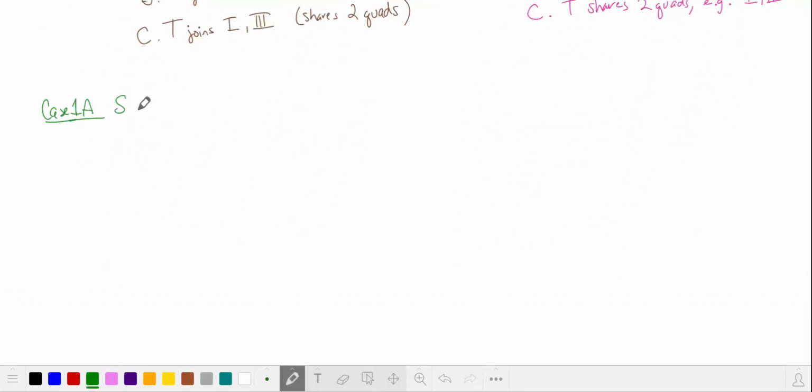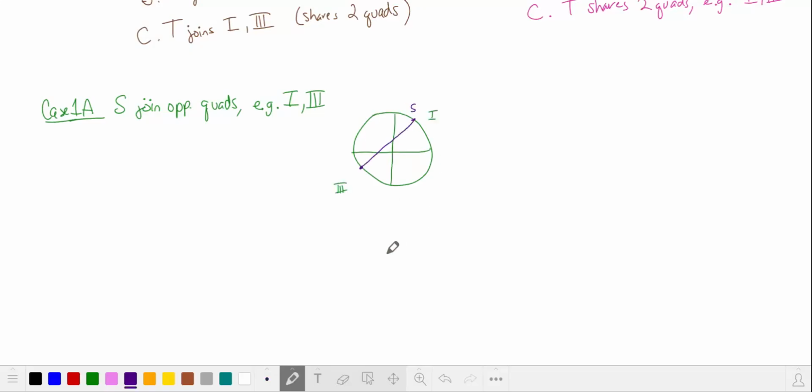Here, our first segment S is going to join opposite quadrants, for example, 1 and 3. Again, these are diagonally opposite on our disk. Here's an example of a segment S. The probability of this occurring, we can calculate by noting that wherever we pick our first endpoint, calling it S1, anywhere on the disk, the second endpoint, S2, cannot also be in that same quadrant. It can be in either 2, 3, or 4, and only one of these is opposite. So the probability that this first segment occupies opposite quadrants is 1/3.